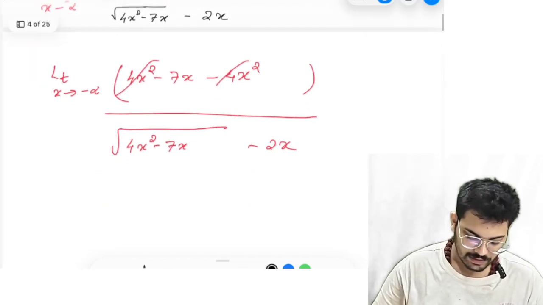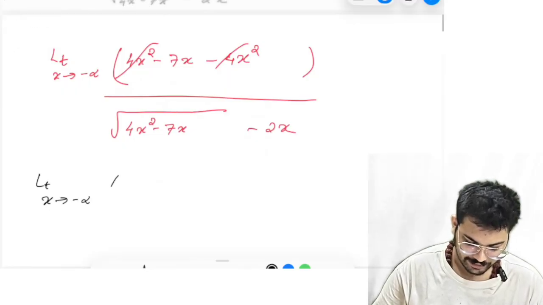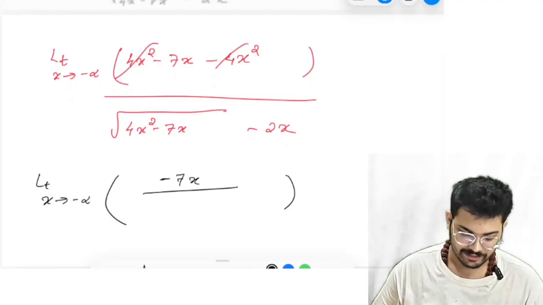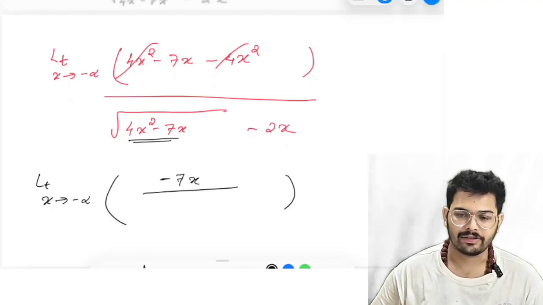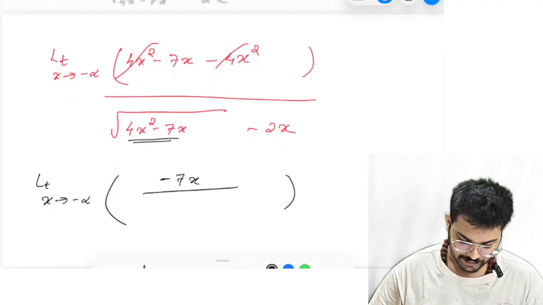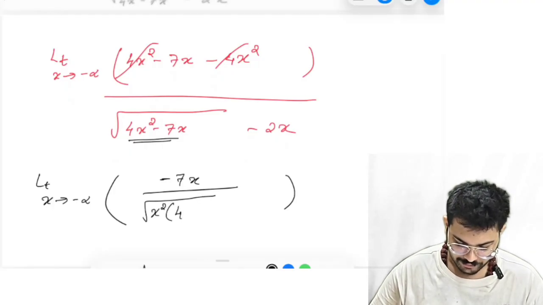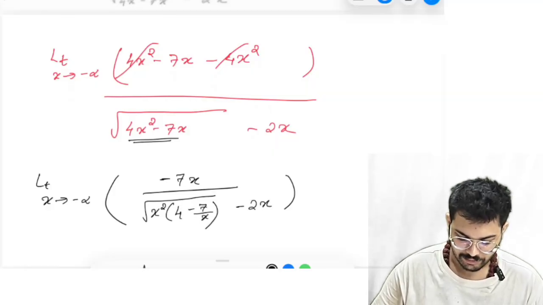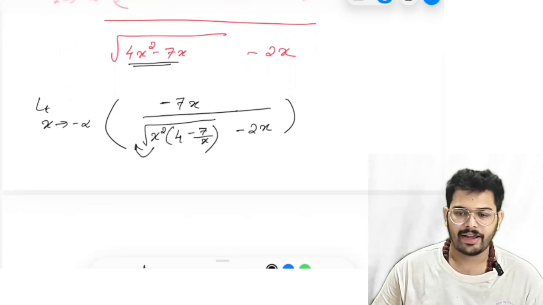Now our limit will become limit x tends to minus infinity. Numerator value is minus 7x. Here what I will be doing in the next step is taking an x square common. So this will become root of x square into 4 minus 7 divided by x, minus 2x. Here we will be taking this root x outside the bracket.